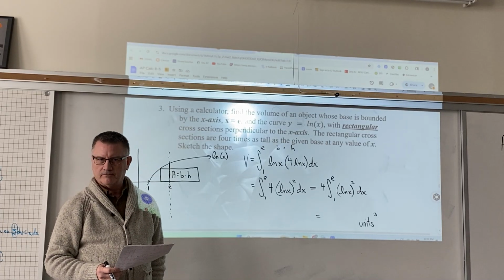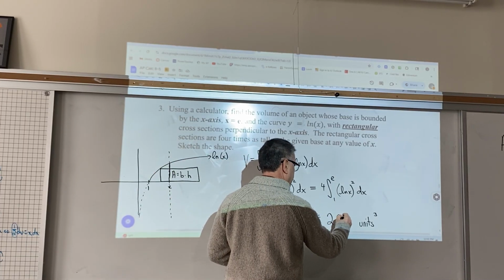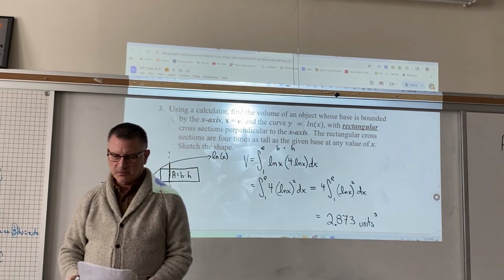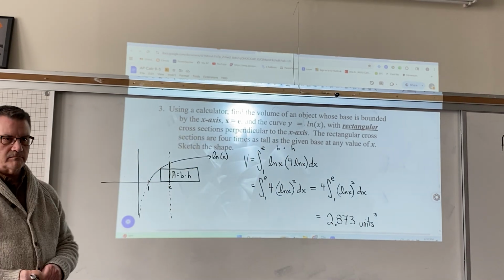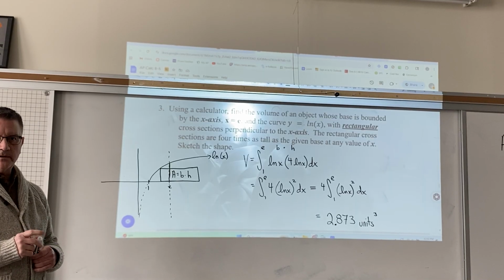2 point, what? 87. Oh, that's more like 3 decimals. Here we go. Okay, this is how we're going to do the shapes coming out at me.